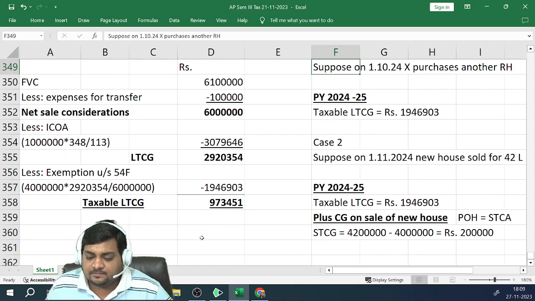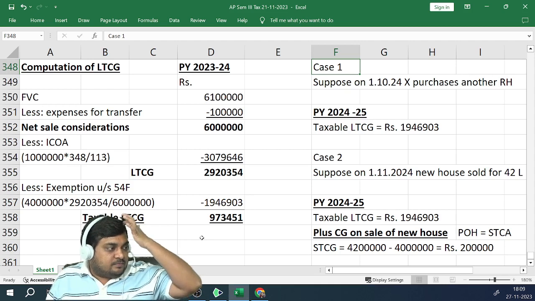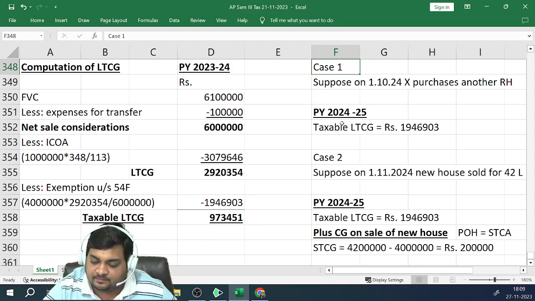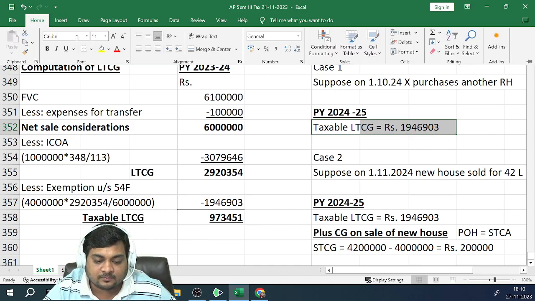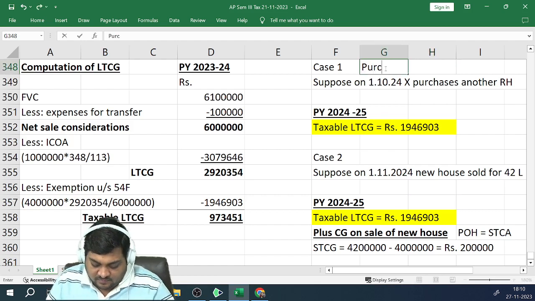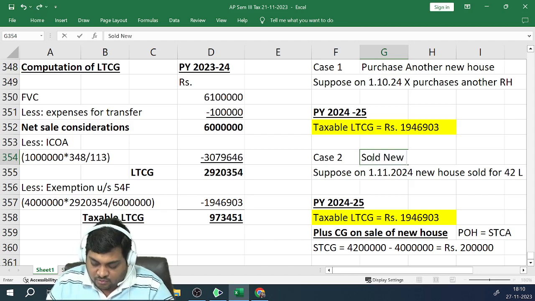This is very important. Whatever exemption was granted, it will be taxable if these two conditions are violated. Plus, purchases another new house, and here sold a new house within 3 years.